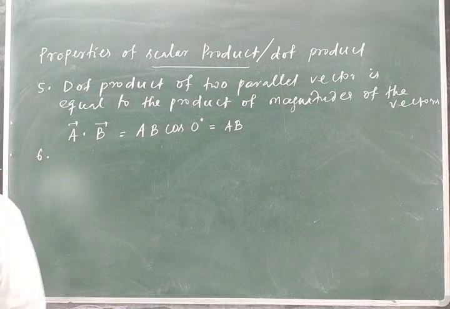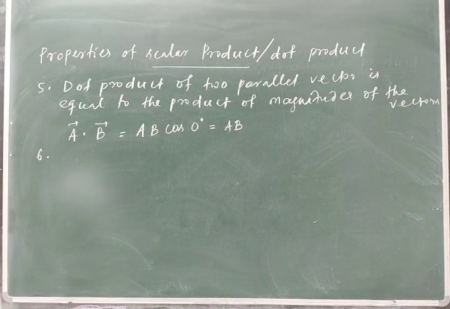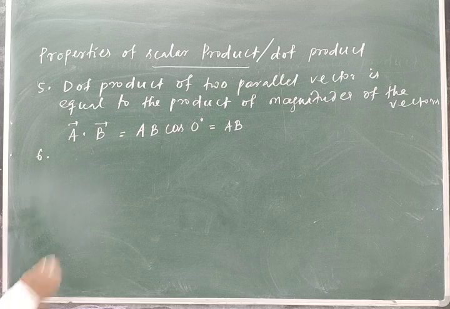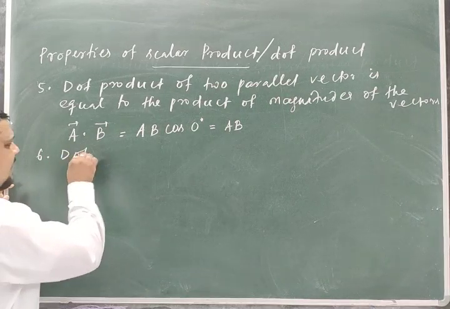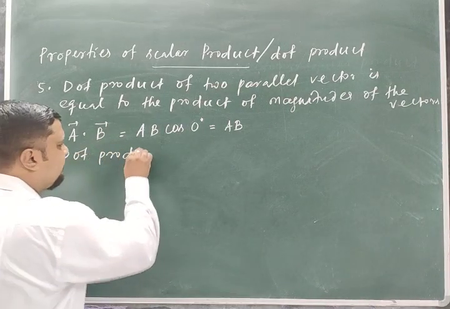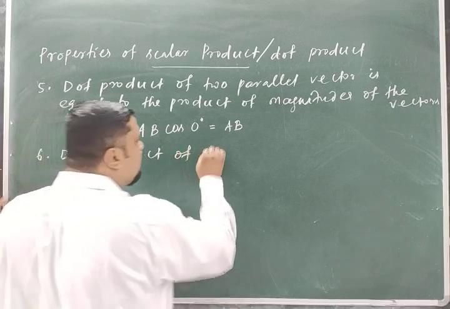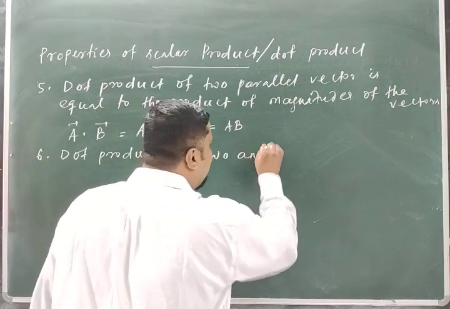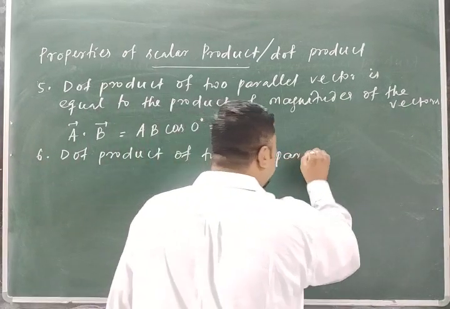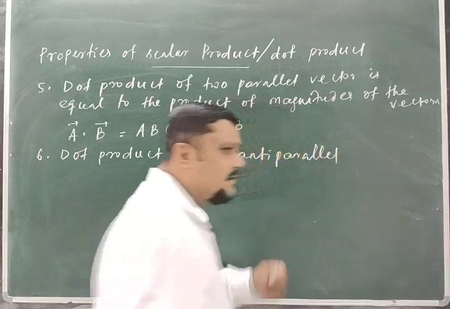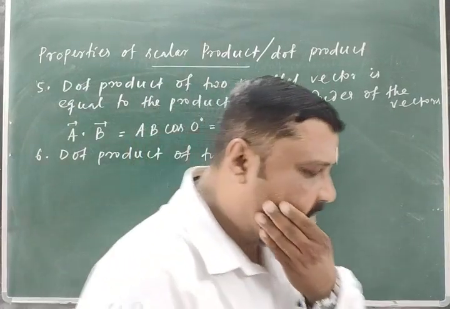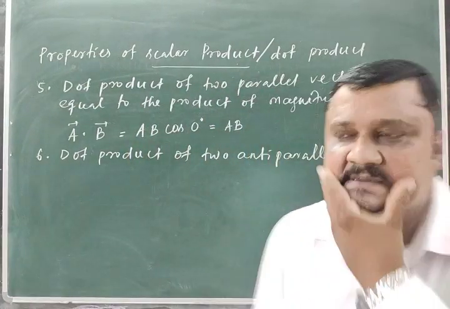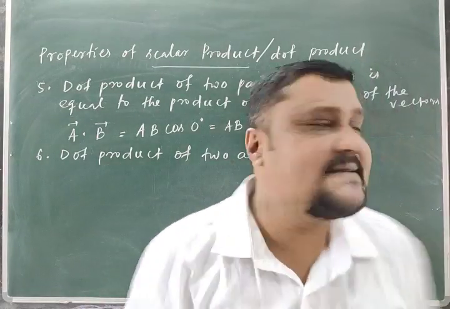The dot product of two anti-parallel vectors. What will it give you? Anti-parallel means what? They may or may not have the same magnitude but have opposite direction.